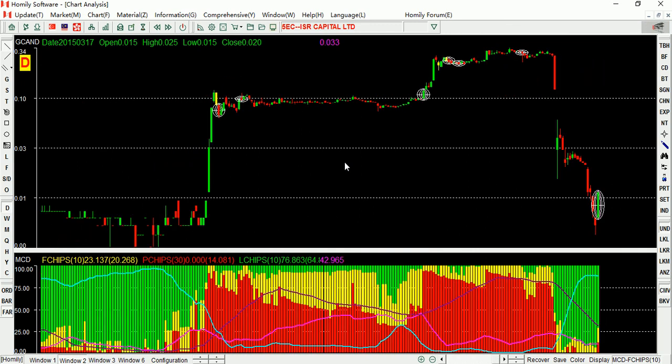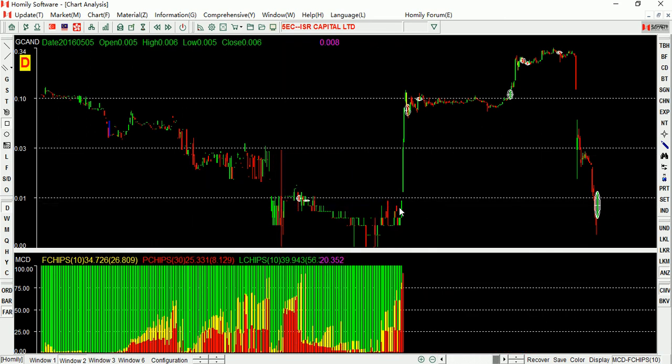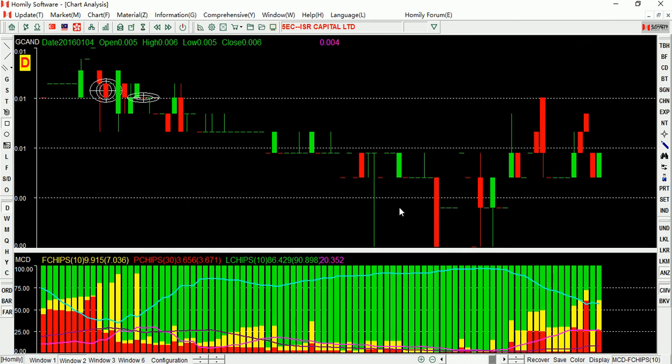So let's see this stock. During this period, buy or not? Can buy or not? Cannot, because the green column is above 50. You should wait and see because this is the frozen. Then you will wait and see.